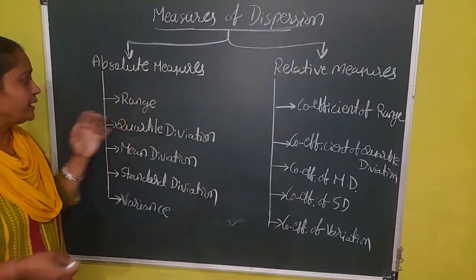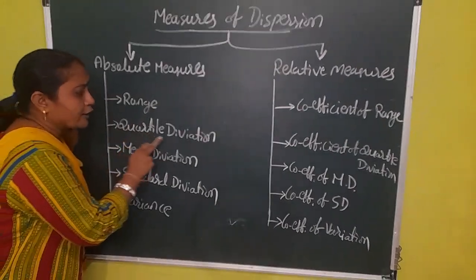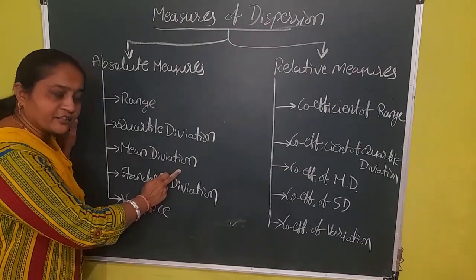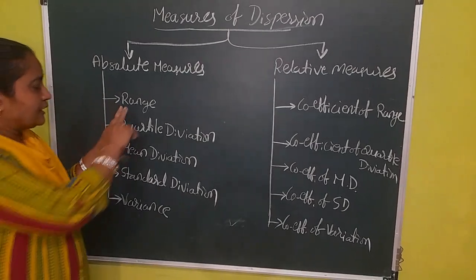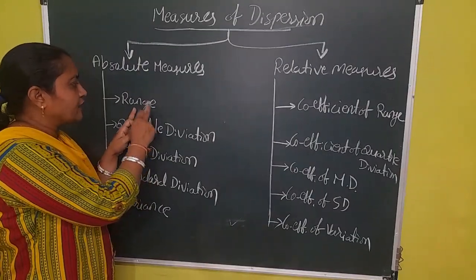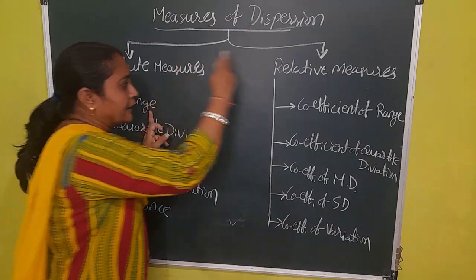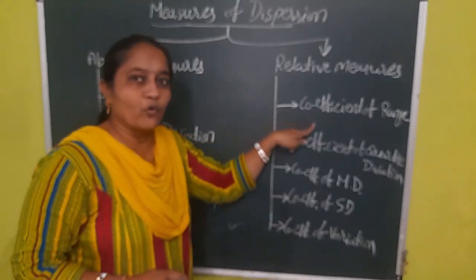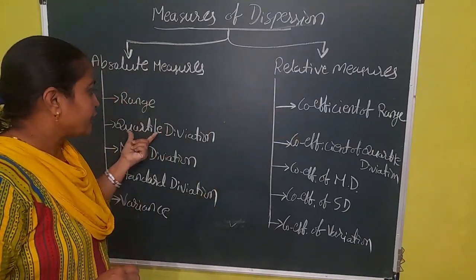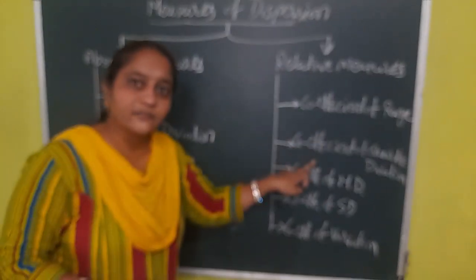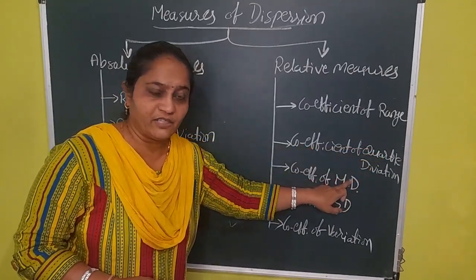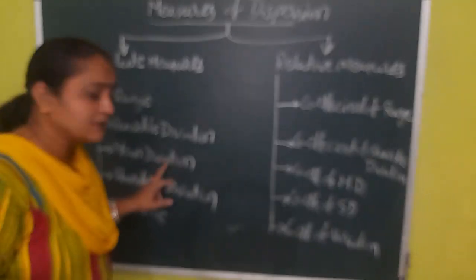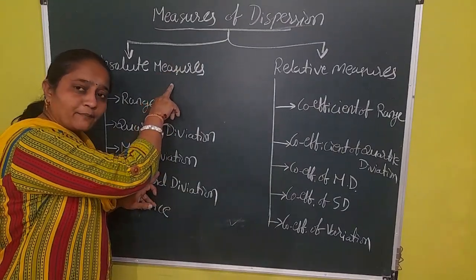Under absolute measures, there are range, quartile deviation, mean deviation, standard deviation, and variance. The relative measure of range is called the coefficient of range. The relative measure of quartile deviation is called the coefficient of quartile deviation.